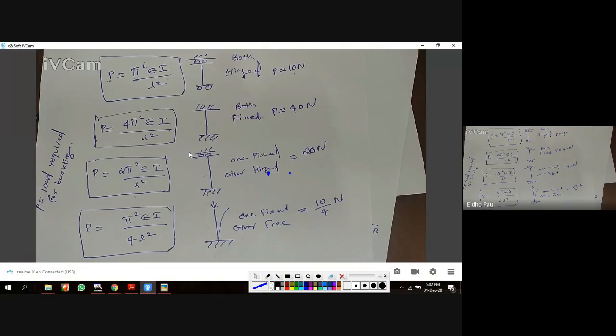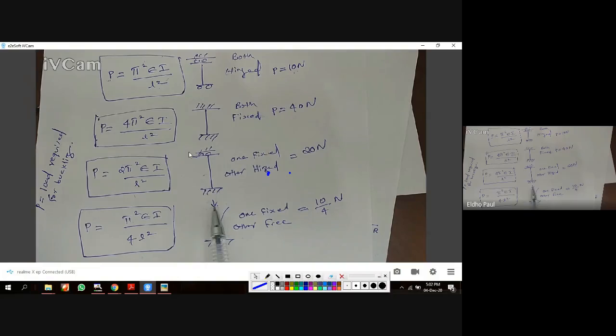There is no restriction for the movement. But in the other cases, there is a restriction for the movement. But here, when I apply load P, it can move freely.